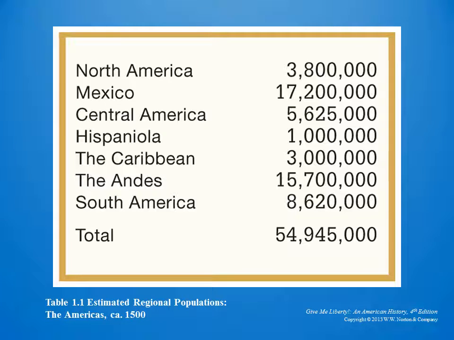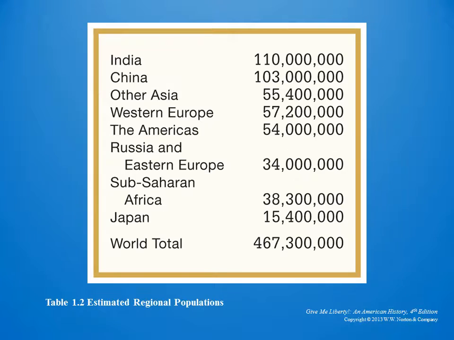You can see here in this first table, this is the estimated regional population of Native Americans, about 1,500. You see, this is regional populations of the world. Same years.